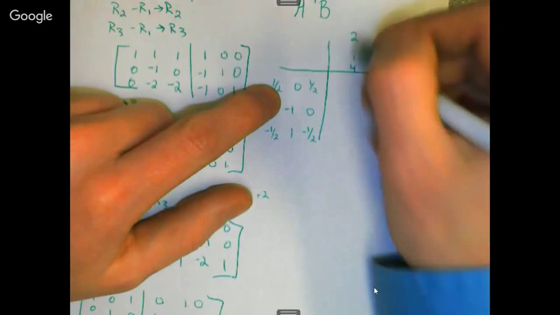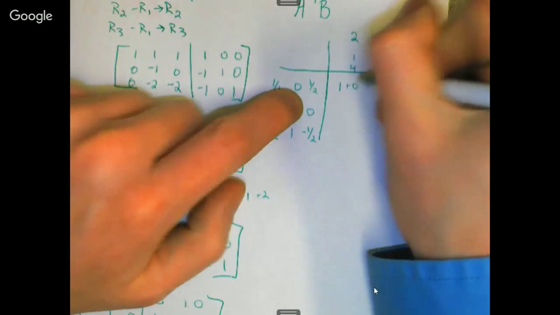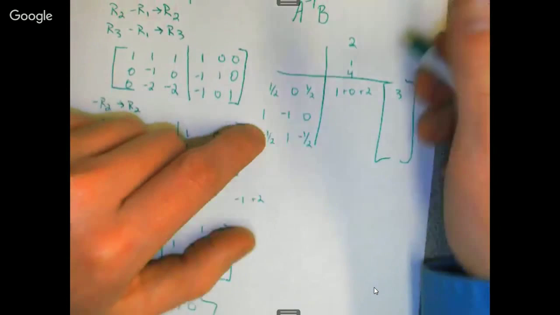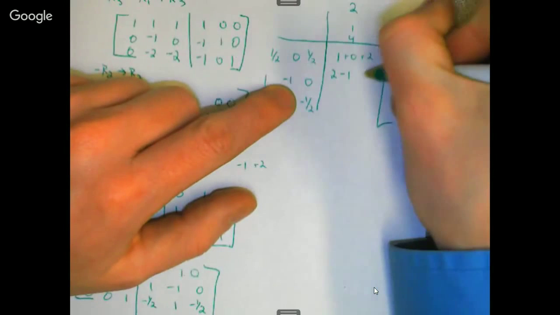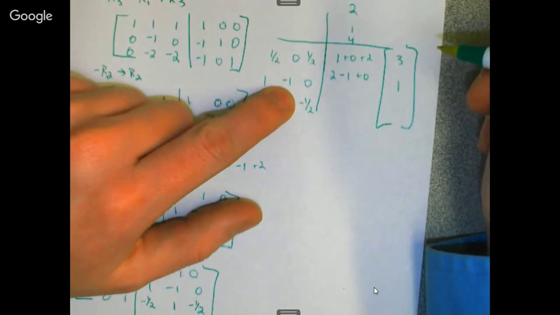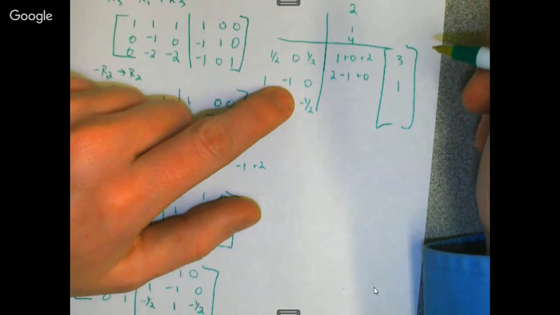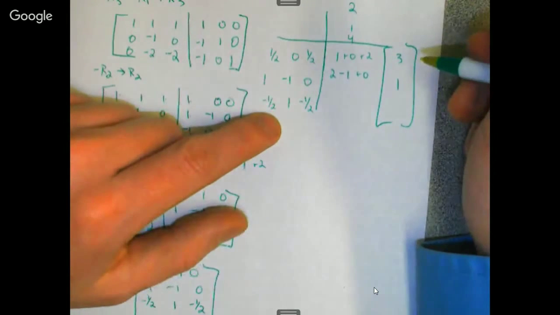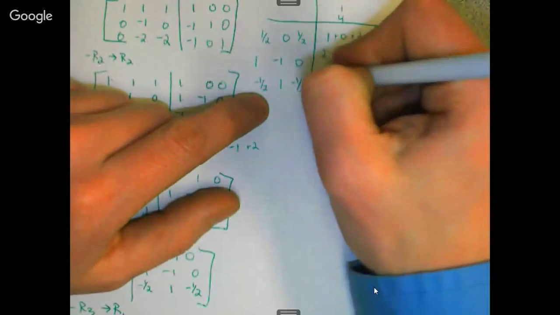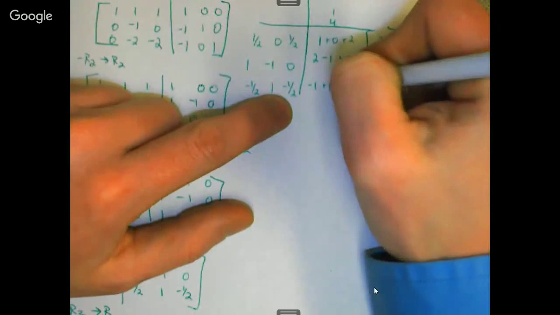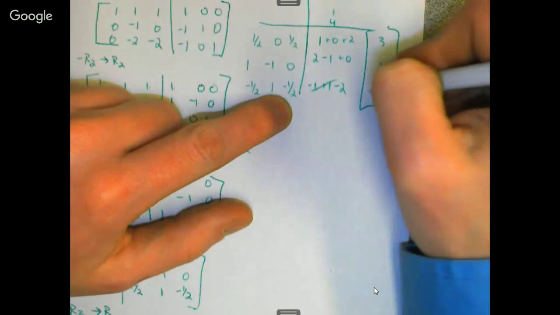So a half times 2 is 1, plus 0. Half times 4 is 2, so that's 3. So I have 2 minus 1 plus 0, so that's 1. I have a half, so that's negative 1 plus 1 minus 2. So that's minus 2.